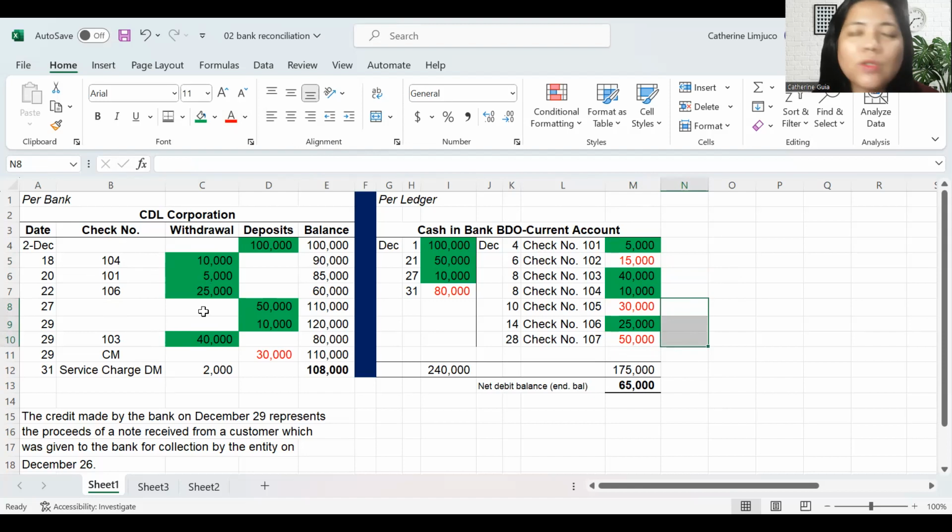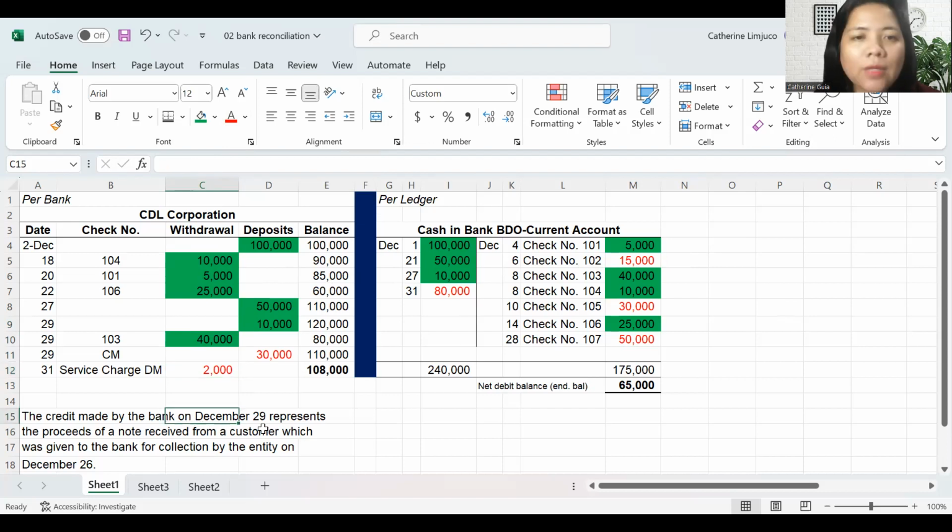Okay, let's go back to our bank statement. Is there an amount reflected in our bank statement which did not reflect in our per ledger? Yes, there is because we have here 2,000 pesos. So therefore, our 2,000 pesos is our reconciling item. So all in all, how many reconciling items do we have? So we have two per bank statement. And then per ledger, we have four reconciling items.